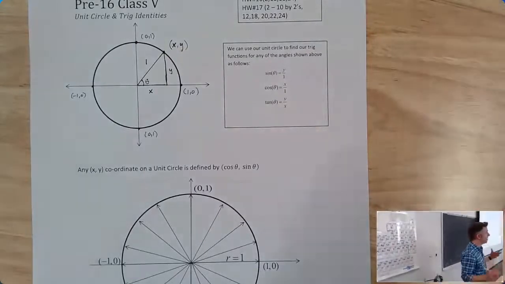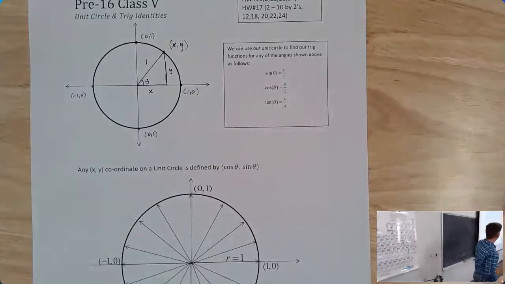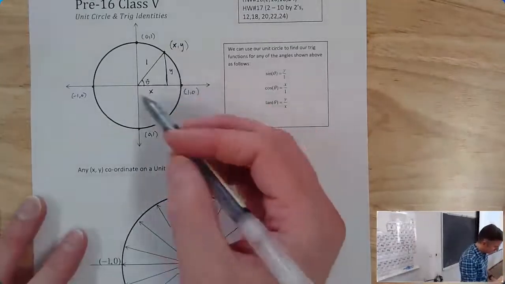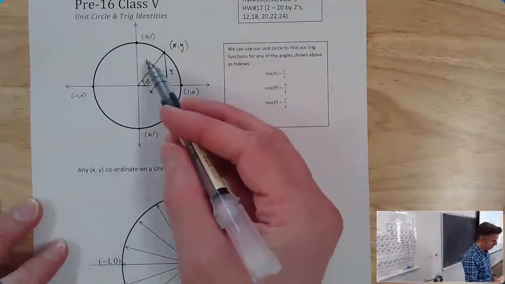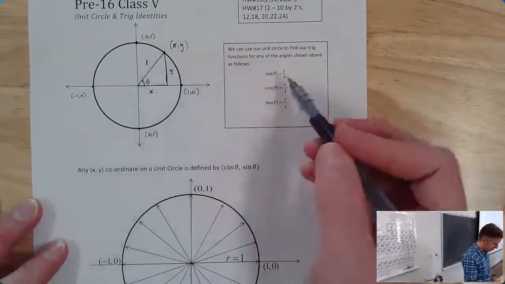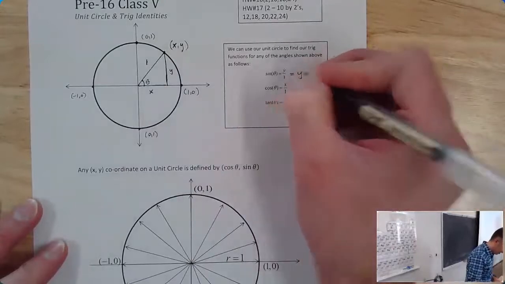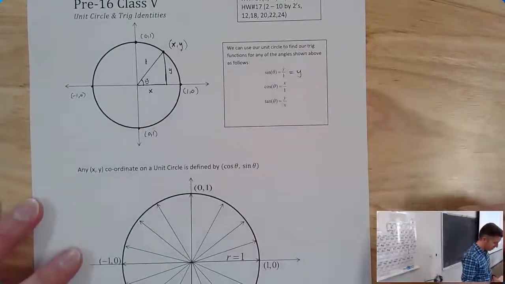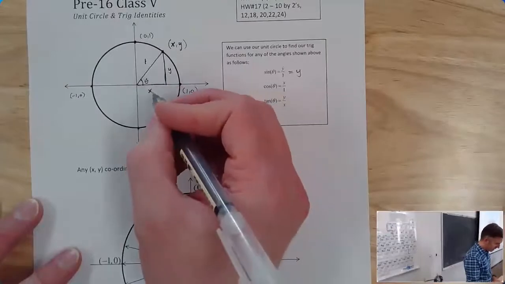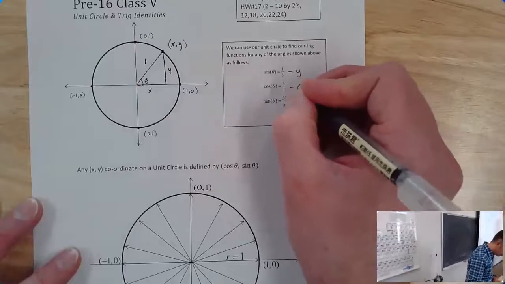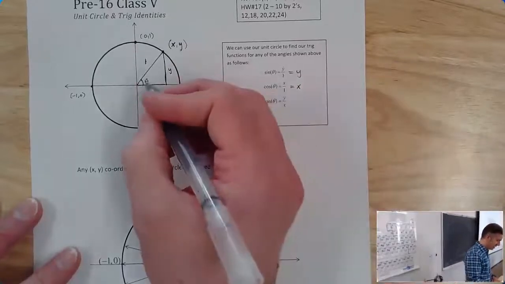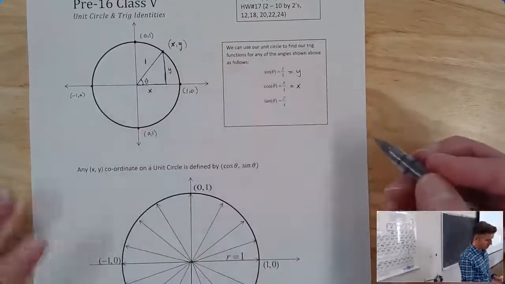And now here's the connection between the triangle stuff we've been talking about and the unit circle. If I look at this triangle, I can say sine of theta is the opposite over the hypotenuse, which is just y over 1, which is just y. Similarly, cosine of theta is the adjacent over the hypotenuse, which is just x over 1, which is just x. And tangent of theta is the opposite over the adjacent, which is y over x, which doesn't simplify.